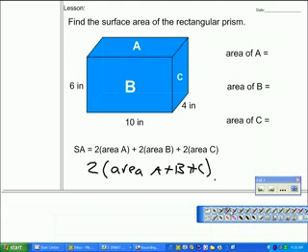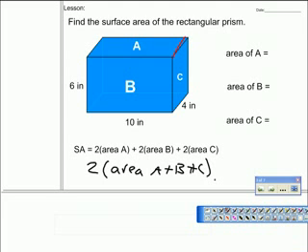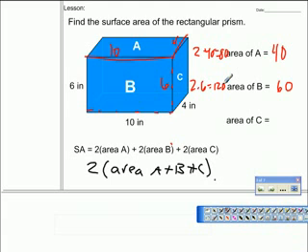Okay, area of A. Well, what are our dimensions for this rectangle A? Well, this is 4, right? And that dimension is 10. So the area of rectangle A is 40. If we were following the strict formula, it'd be 2 times 40 then, which would give me 80. What's the area of B? So rectangle B is here. 10 by 6, so it's 60. 2 times 60 would give me 120. All right, and C, which is right here, 24. And 2 times 24 would give me 48.